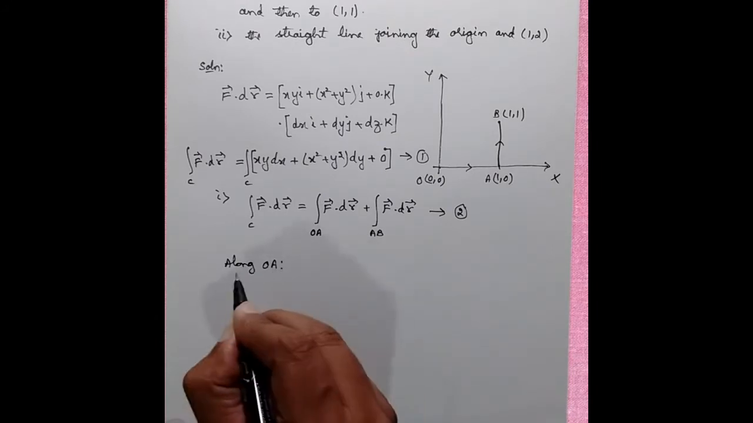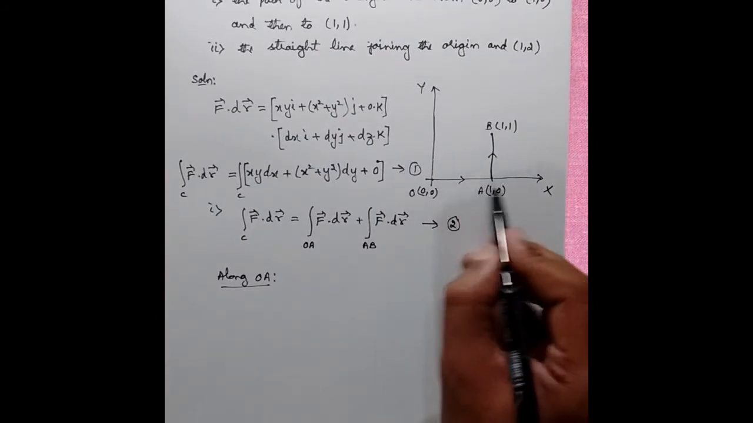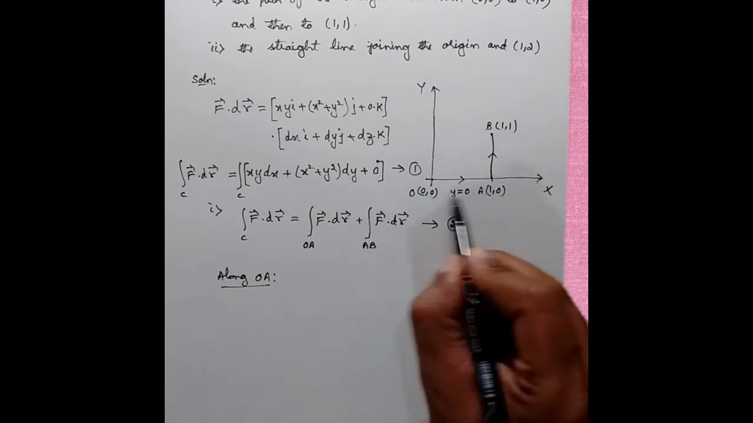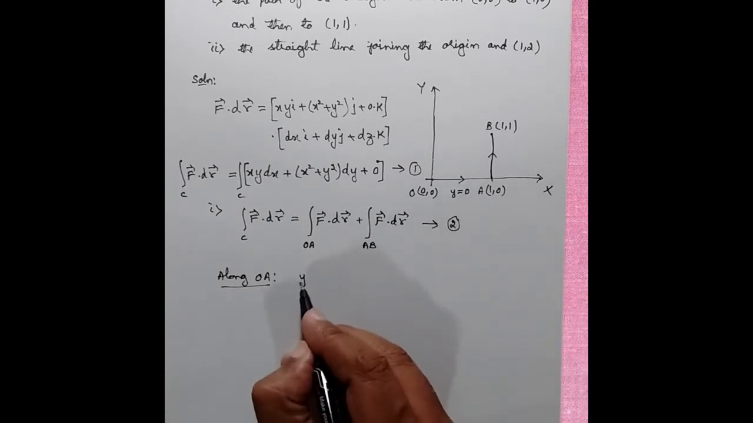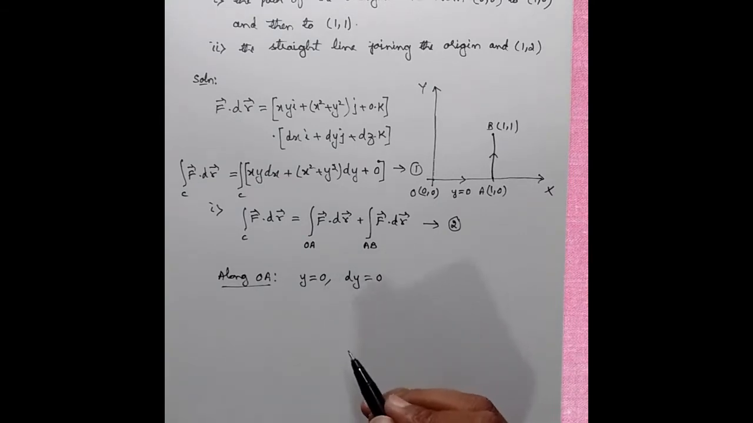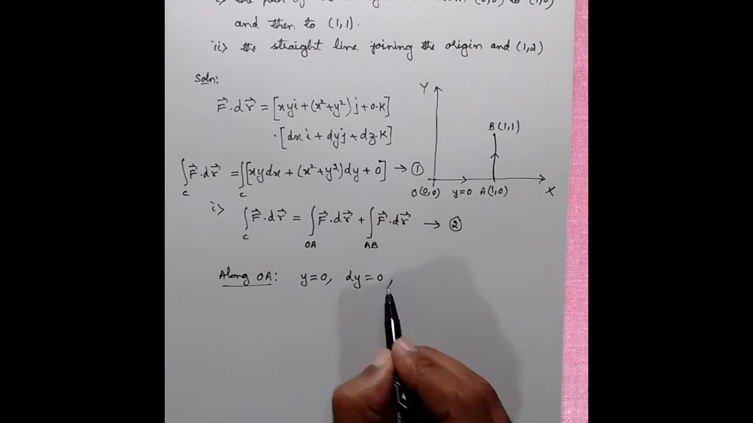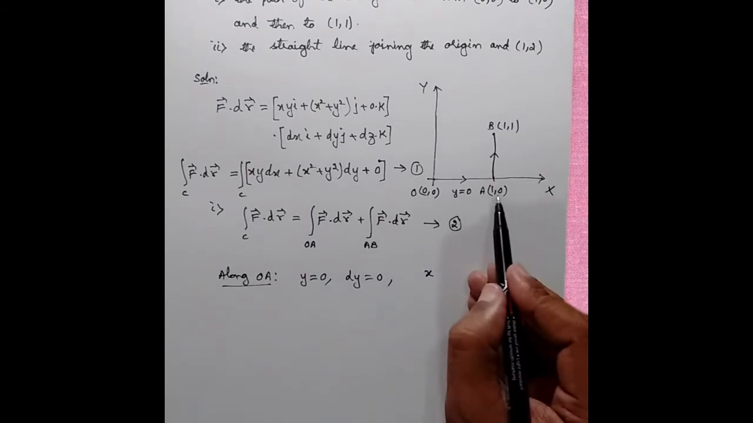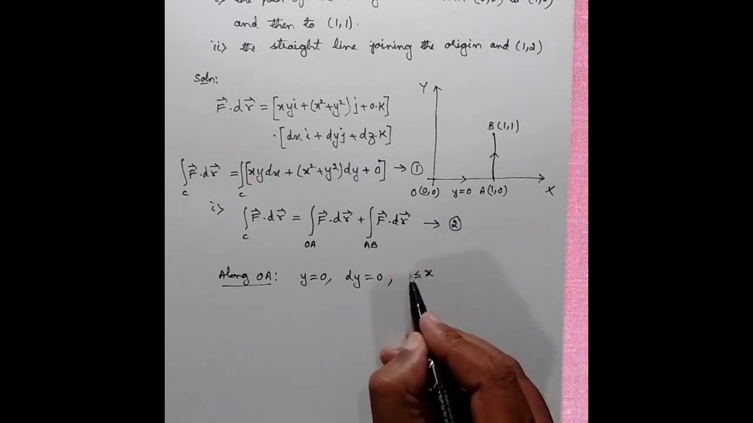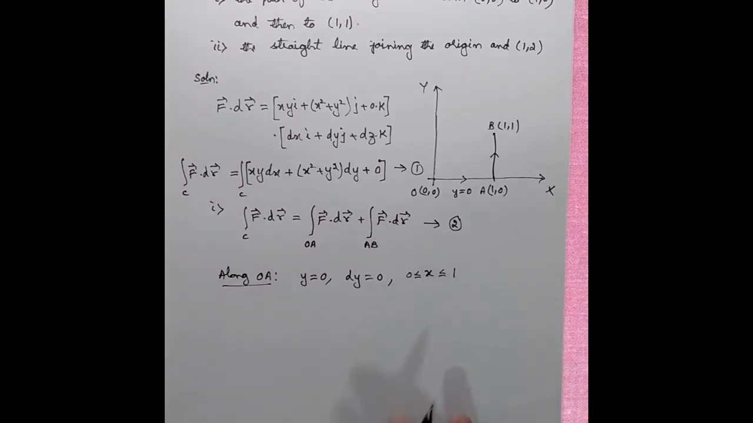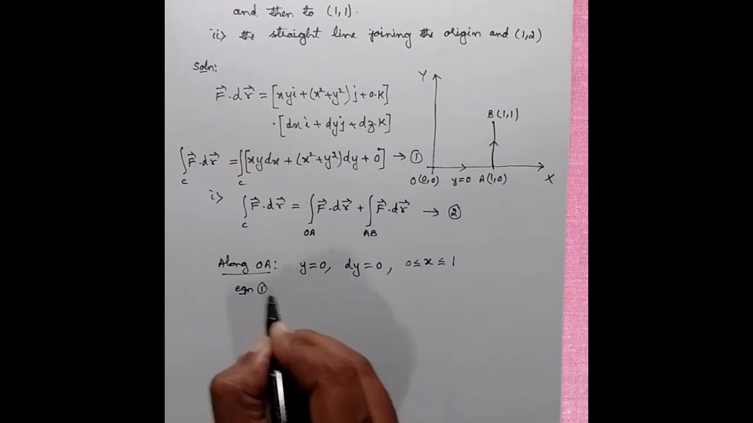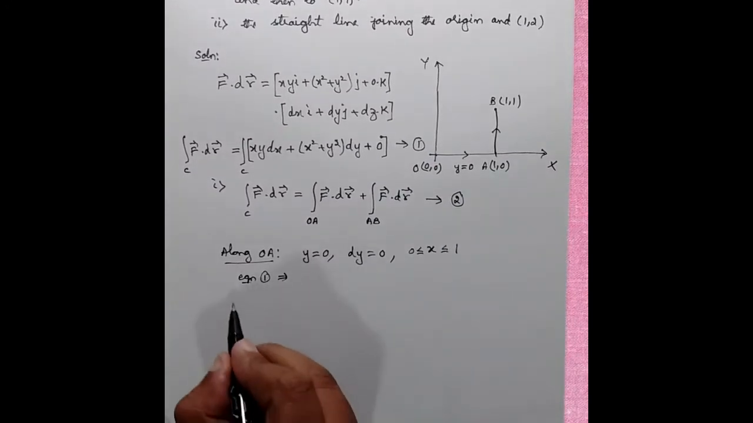Along the path OA, along the x-axis, what is the value of y? The value of y will be 0. So y equals 0, and if I differentiate, dy equals 0. Now the range for x: x is ranging from 0 to 1. So let us plug these values back into equation number 1.